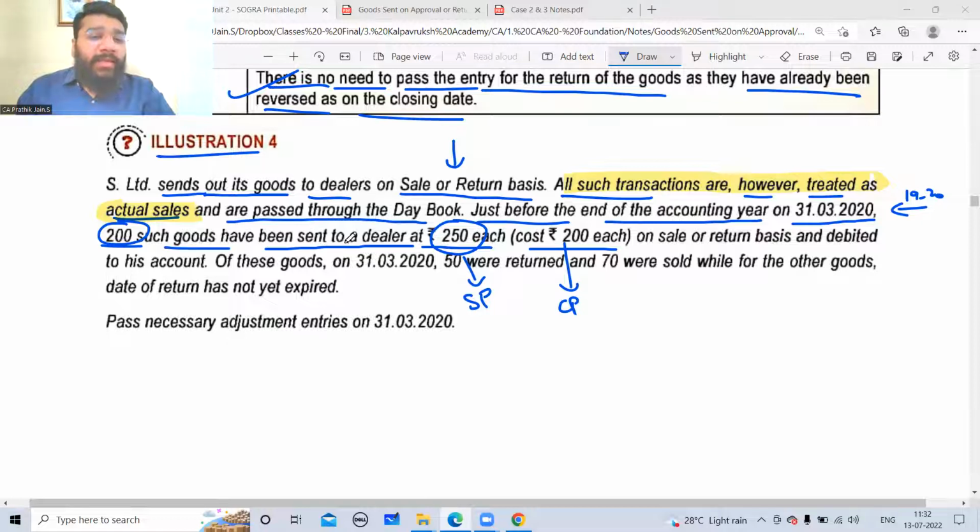$200 such goods have been sent to a dealer at 250 selling price, costing 200, on sale or return basis, and debited to his account. What is the significance of "debited to his account"? Debited to his account means what? Debit to whose account? His means who?